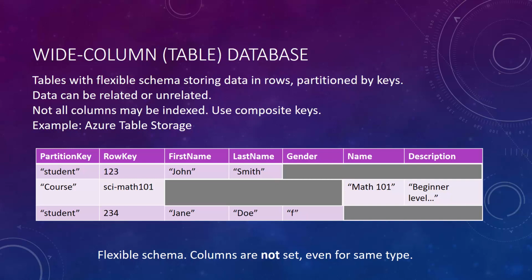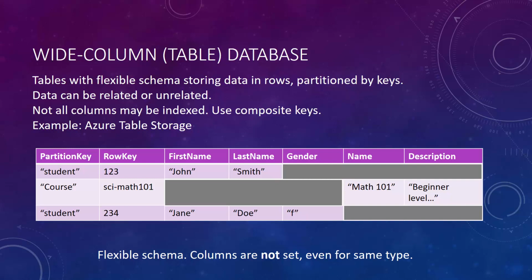Instead, it has name and description. So, as mentioned earlier, for this particular entry, there is no first name, last name, or gender columns at all. If we were to pull this particular entry from the database, we would notice that the only columns we have are partition key, row key, name, and description. And this is a great example of mixing different types of data in a single table.